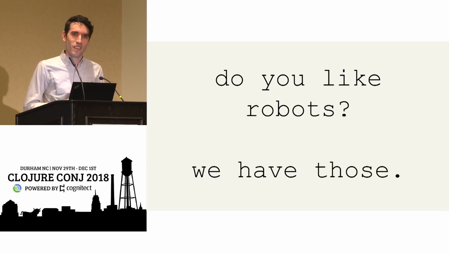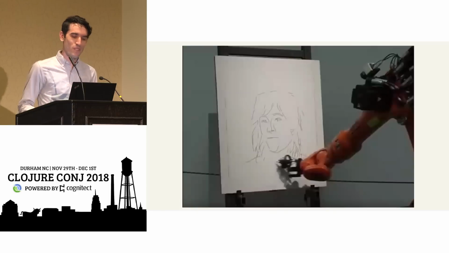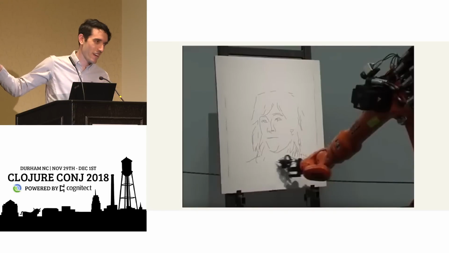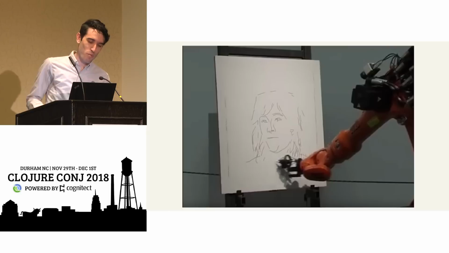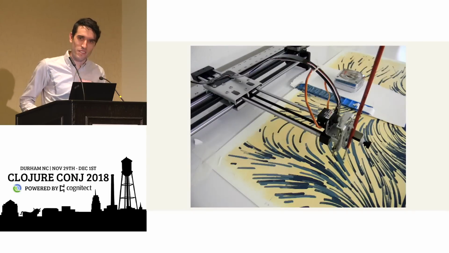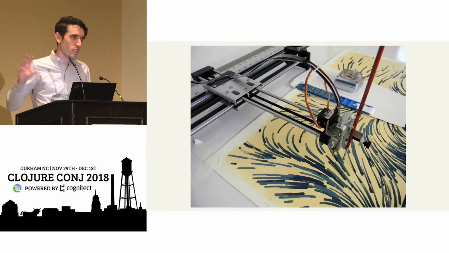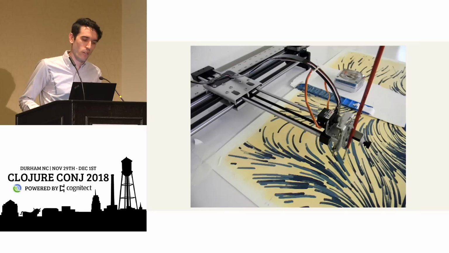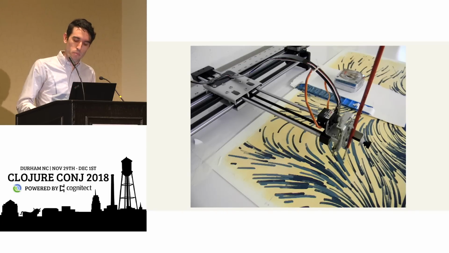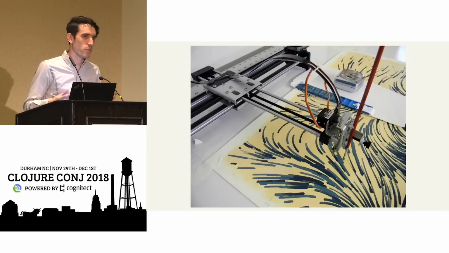If you like robots, we have robots. Some people get their hands on these crazy 9-axis industrial things and draw portraits. I have to satisfy myself with a simple 3-axis robot. This is an AxiDraw. It's made by a small company out in California. I use it for drawings and paintings, but it's really nice to be able to do things in the physical world sometimes.